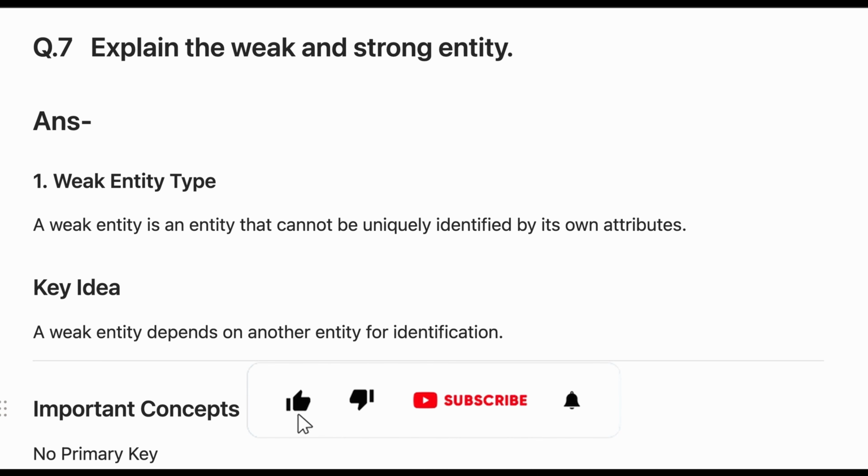In this video, we are going to understand a very important question from Module 1 of DBMS. So, our question is: explain the weak and strong entity. So, let's start with weak entity.